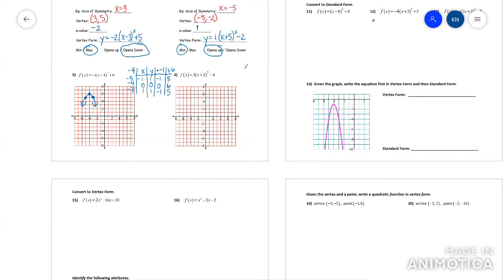Okay, next one. It's already in vertex form, so you can just jump right into your table. This one, the 3 in front, is a times 3 on your y values. Biggest mistake I see is people put like plus 3 or minus 3 right there. It's a times 3. This plus 2 is going to be a minus 2 on my x's. And then a minus 4 on my y values.